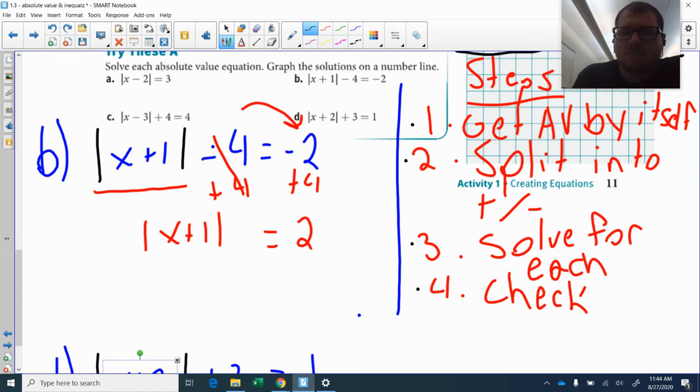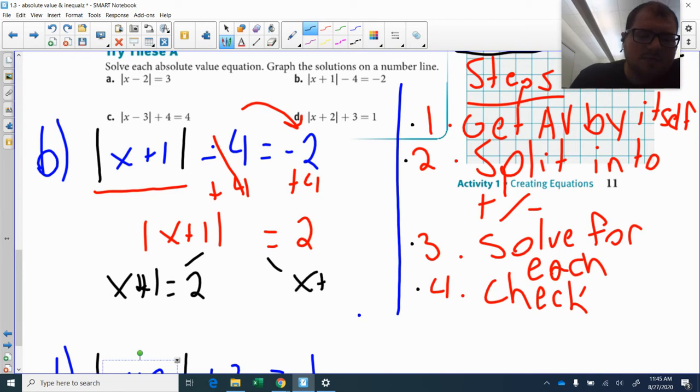So what I have to do is split it into 2 answers. The first answer is going to be x plus 1 equals 2, basically the exact way you just saw the equation. The second piece is going to be x plus 1 equals -2. So see, I really didn't change anything with the absolute value. The only thing I really changed was a +2 and a -2.